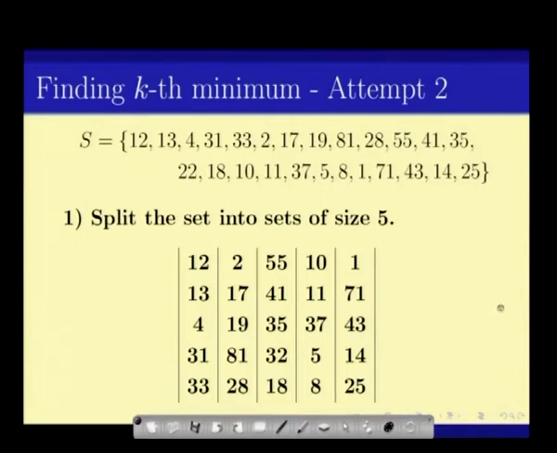So, the next step is we sort it column by column. So, say we take this first column and we sort it.